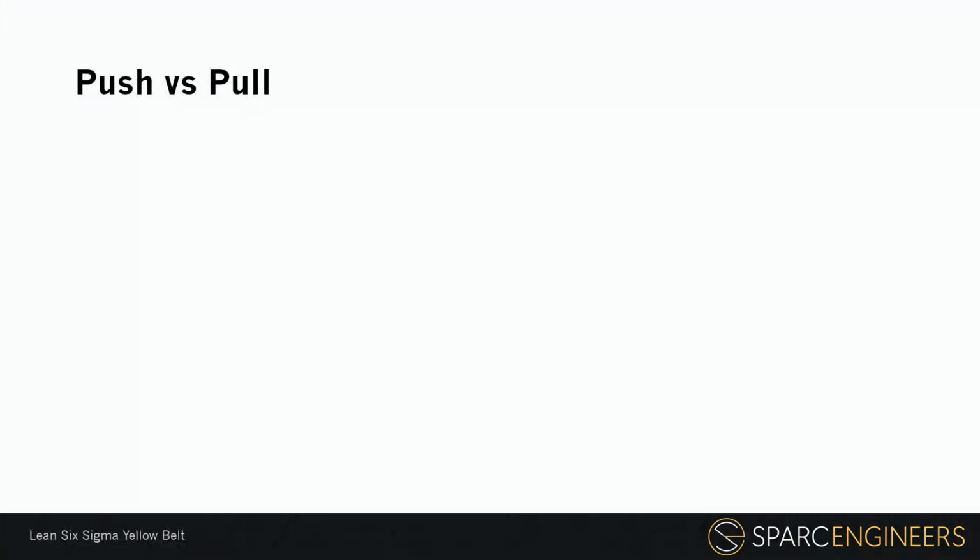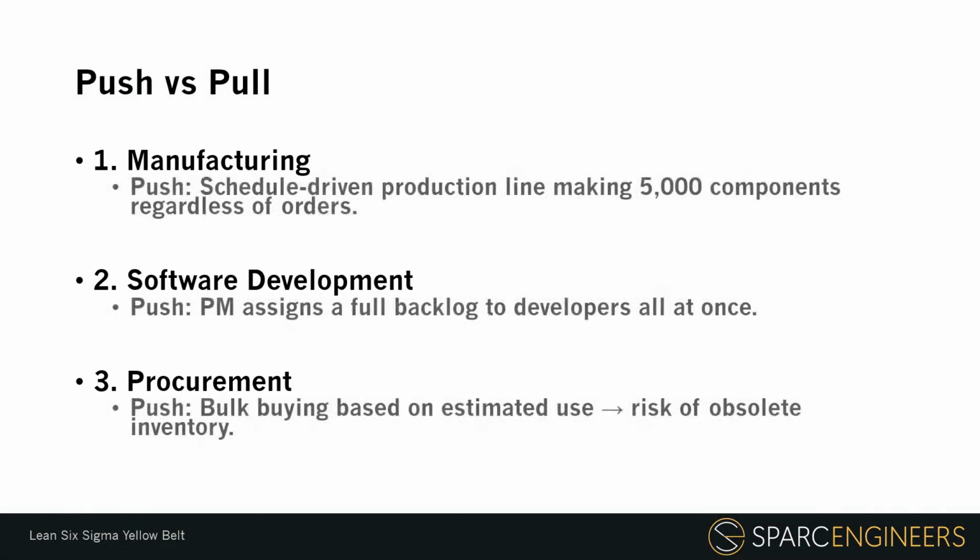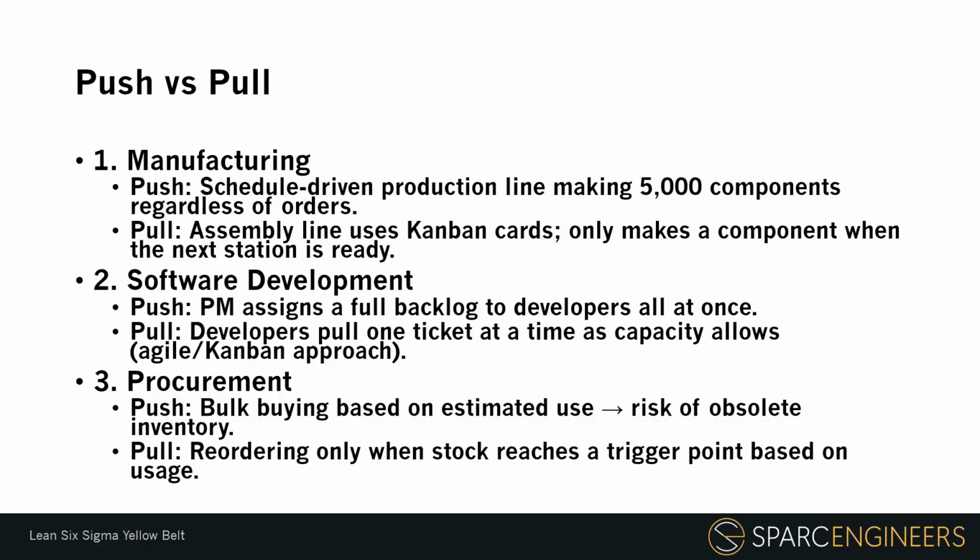Let's start with a manufacturing example. In a push system, production is schedule-driven. For instance, a line might produce 5,000 components simply because the schedule says so, regardless of whether the next process or customer needs them right now. The result? Large piles of work in progress, WIP, inventory, increased storage costs, and potential waste if demand changes.